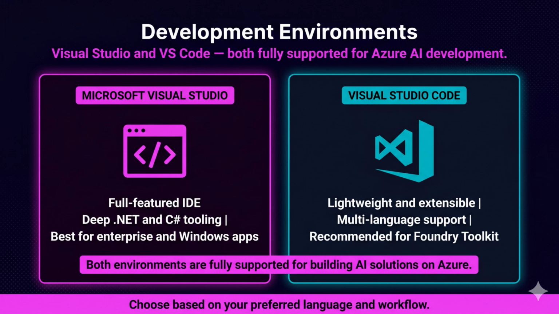The second option is Visual Studio Code. This is a lightweight code editor rather than a full IDE, but it is highly extensible and supports a wide range of open source languages and libraries. If you work with Python, Node, TypeScript, Java, or similar technologies, VS Code is likely already very familiar. The key point is that both environments are fully supported for Azure AI development. The choice comes down to your preferred language and workflow. And for Foundry-based AI development, VS Code has an additional advantage we are going to look at right now.